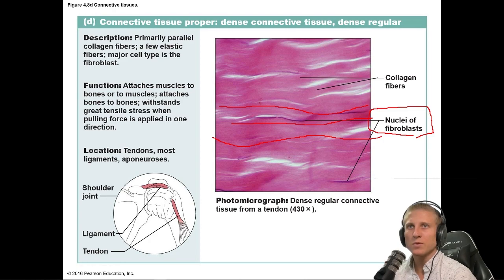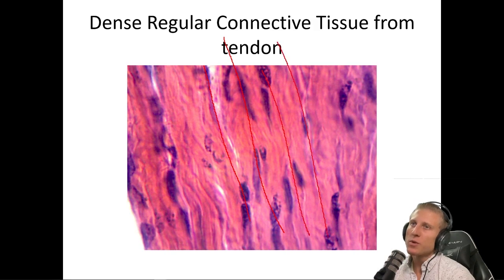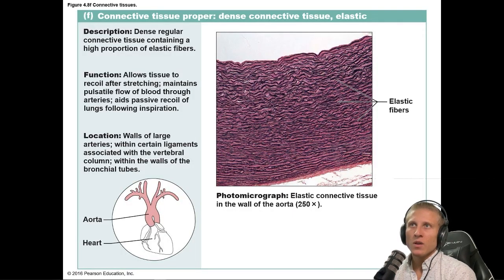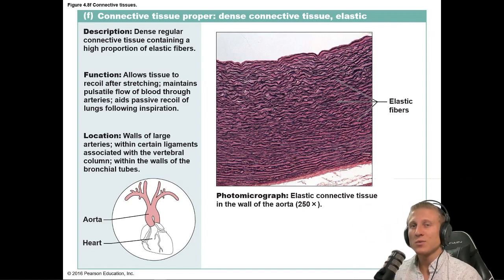Again, tendons, most ligaments, that sort of stuff. Attachment of muscles to bones or muscles to muscles and bones to bones. Okay. Here we can see from a tendon, again, we notice that there's a relative uniformity in the orientation of these cells and the collagen fibers within. Now we have elastic fiber. Okay, so complete opposite end of the spectrum from what we just discussed. With tendons and ligaments, we don't want them stretching very much because we're trying to accomplish movement, mechanical motion.